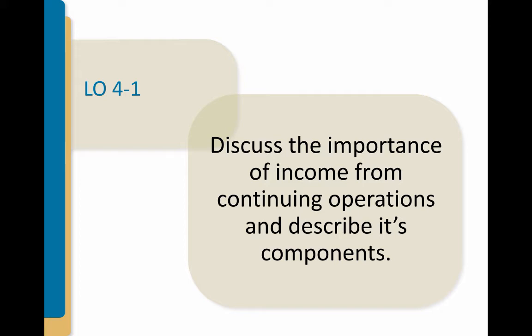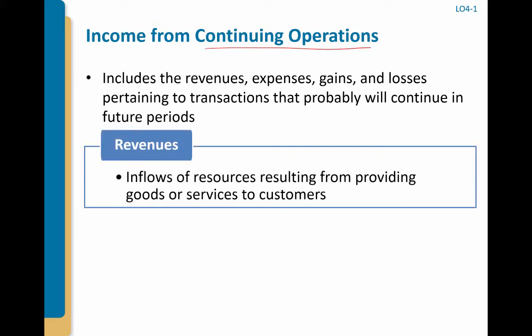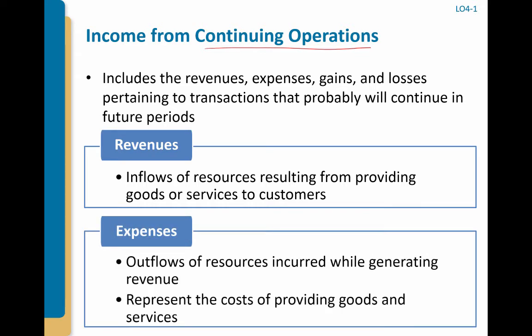So here we're going to discuss the importance of income from continuing operations and the various components of income from continuing operations. Continuing operations is the main bread and butter of our organization, right? It includes the normal revenues, expenses, gains, and losses, transactions that normally occur periodically. So revenues are inflows from providing goods and services to customers. Expenses are outflows, what we spend when we're generating.